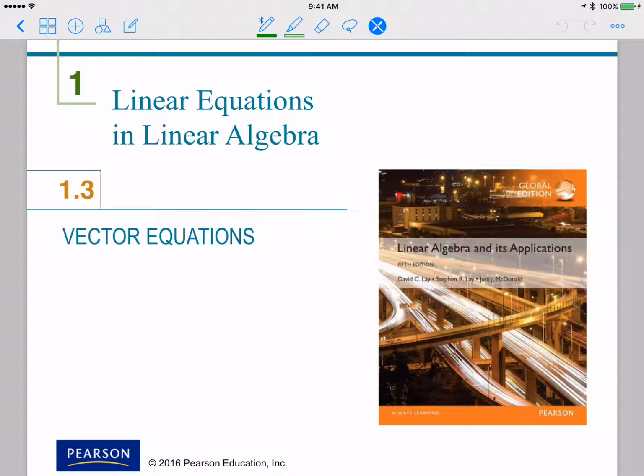Okay, so today we will cover chapter 1.3 about the vector equation, but we are still handling the same problem of solving a set of equations. From today, we will start to learn a different perspective, viewing the set of equations from a different perspective, as a vector space or kind of a matrix.